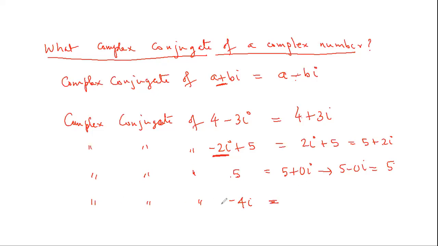But if it is minus 0i, will it not change? Minus 0i is the same as 5 only. So there is no change when you take the complex conjugate of a real number, it will be the same number. But for an imaginary number, what will happen? The conjugate of minus 4i will become plus 4i.